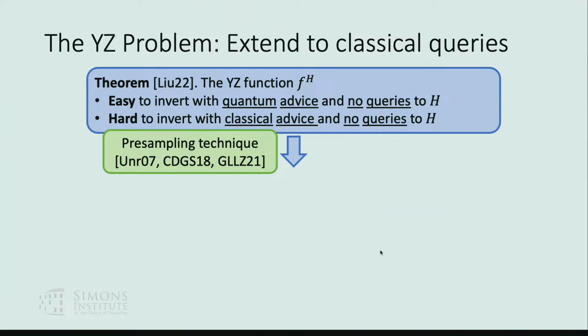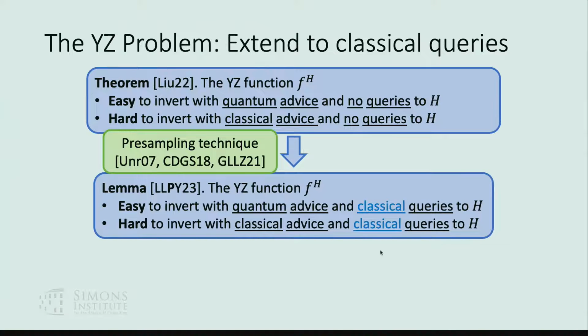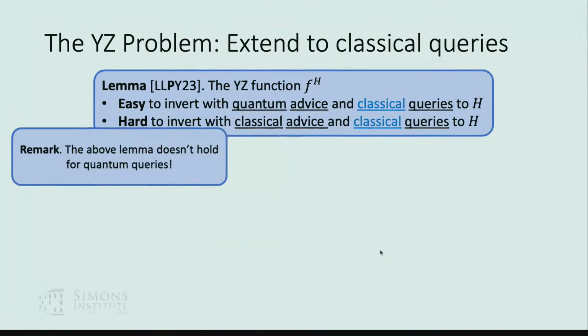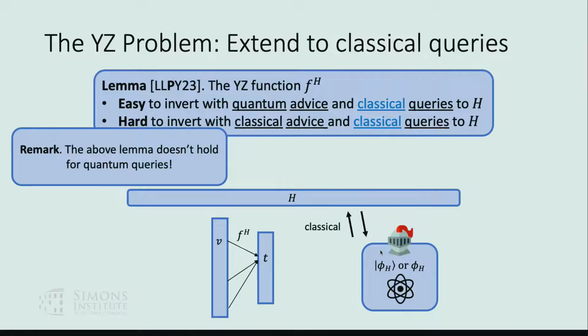So the first thing we did is that we extended this to say that, well, now, let's go to the picture. Even if I allow you to get classical queries to H, and you have classical advice for this oracle, you still cannot invert. Whereas if you have a quantum state, plus quantum queries, you don't need them, but even if you have them, you can invert.